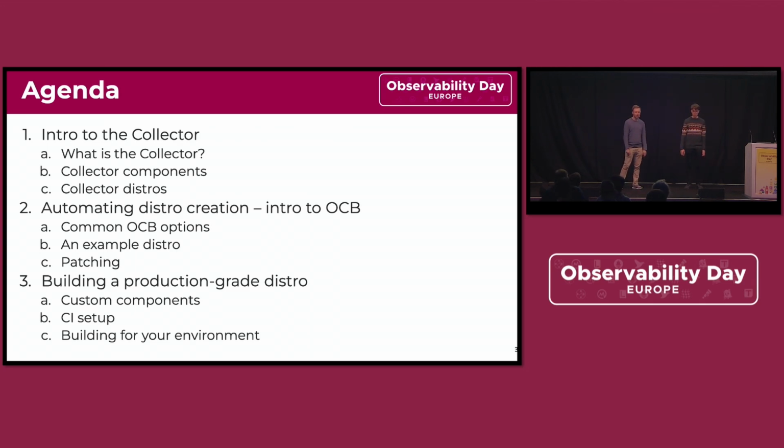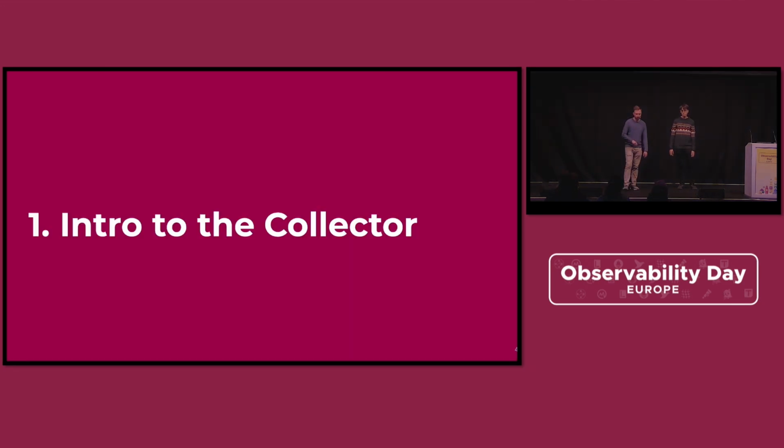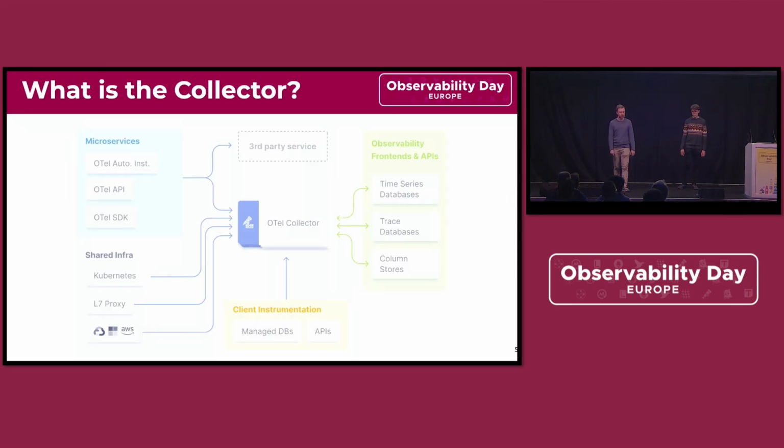After that, we're going to give an introduction to the OpenTelemetry Collector Builder, shortened to OCB. We're going to show you how you can use that to create your own distro with hopefully fairly minimal hassle. And then finally, we're going to go over a couple of tips that we have for what it takes to build a production-grade distro. So some more advanced use cases for those of you out there who have really particular needs around your collectors. So first, an introduction to the collector.